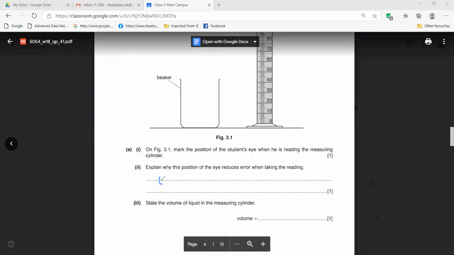Do you understand what is called parallax error? No sir. Okay, I will let you understand. First, you write this point on your paper: to avoid parallax error. So when we are looking from other positions, other than this position, what will happen due to the refraction of light?